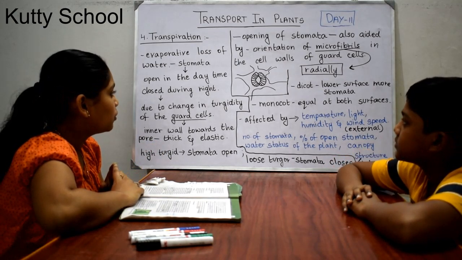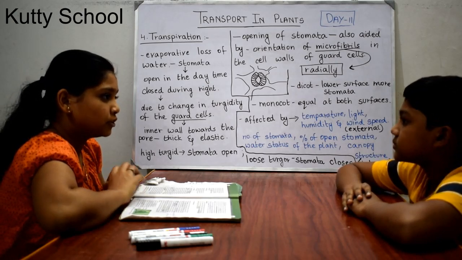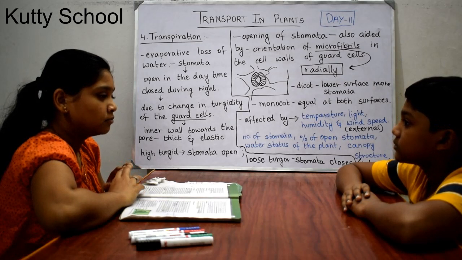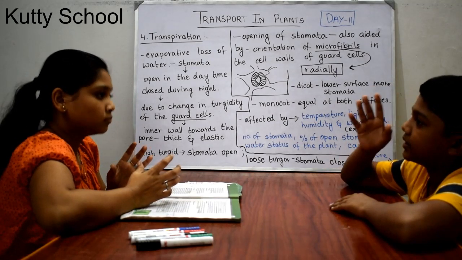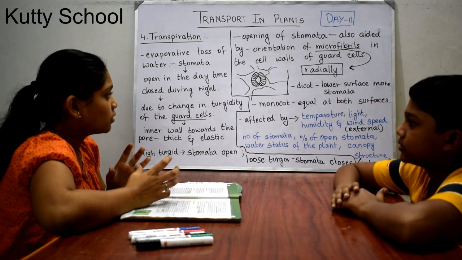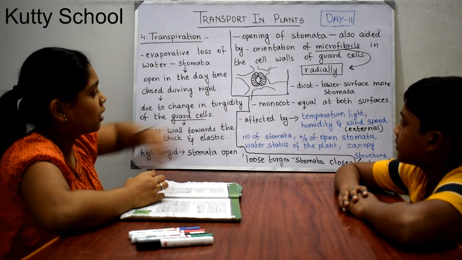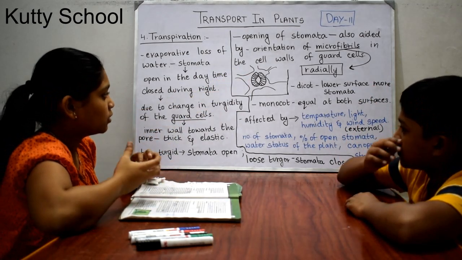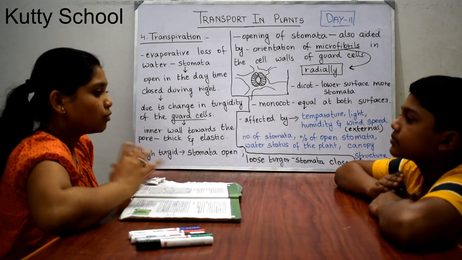If the water content is more in the guard cells, it is known as the turgid condition. If it is more, the stomata open to transpire. If it is less, they close. If the water is more, the cell is turgid, and the structure itself will allow them to open.